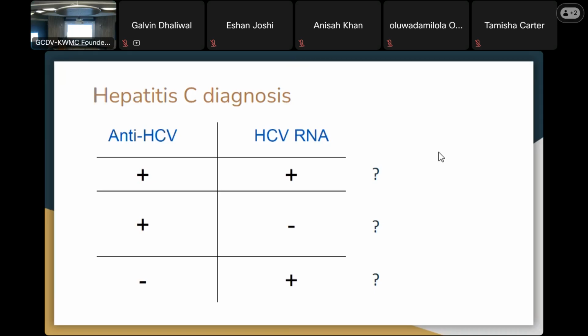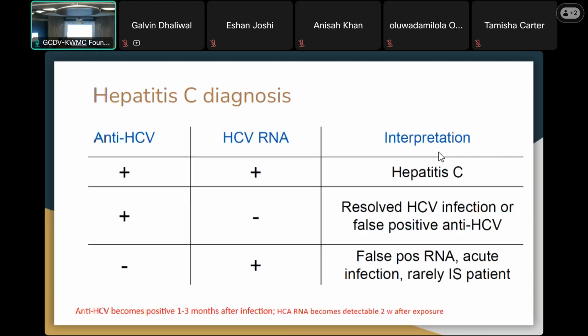Active infection, they have not formed antibodies yet, or a false positive, or immunocompromised, that they can't form antibodies. Okay? All right. So we discussed this.